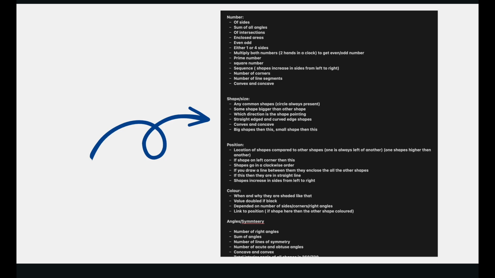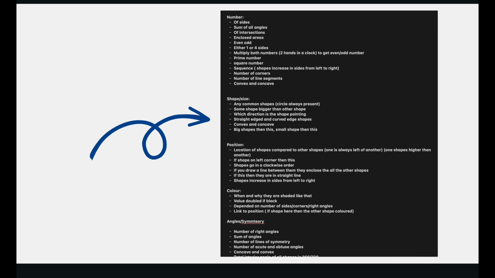For example, number of sides, the sum of all angles, count that. Number of enclosed areas, whether it's prime numbers or square numbers. And it doesn't have to be just one, it could be a mixture of them as well. But I think this is a very good way to narrow the all patterns list down into things you can look at.